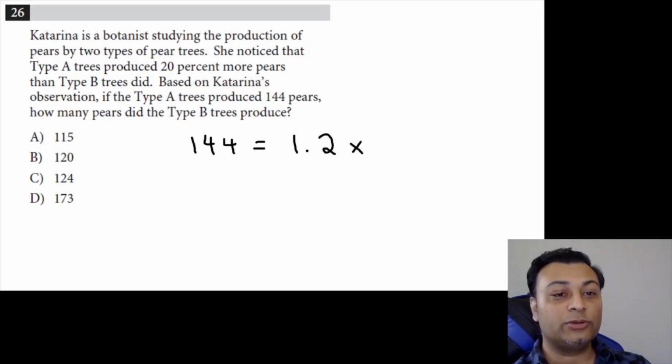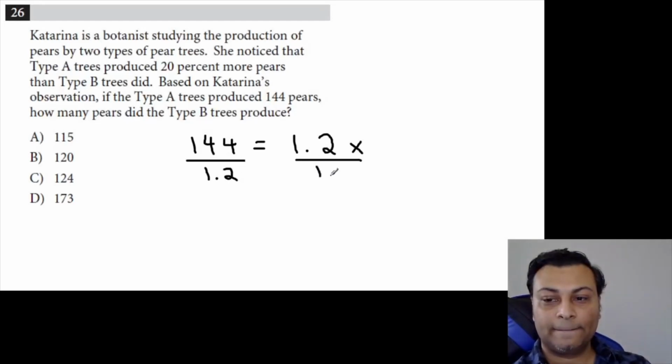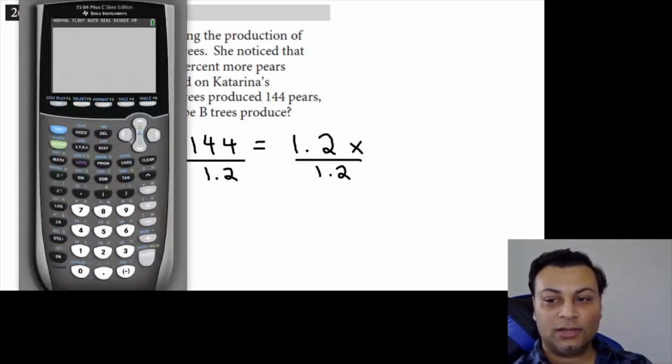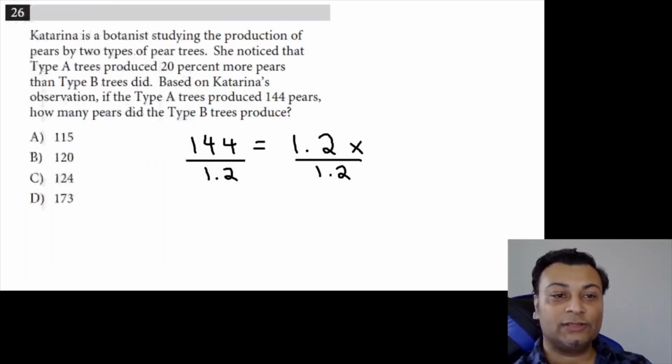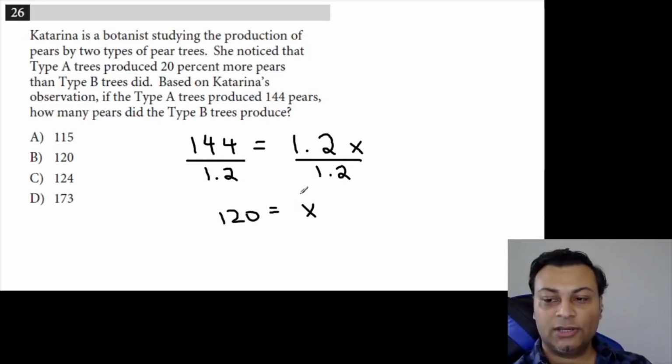20% more means 1.2. So now you divide by 1.2 on both sides, and you would get 144 divided by 1.2, 120. So x is going to be 120, and that is our answer, which is option B.